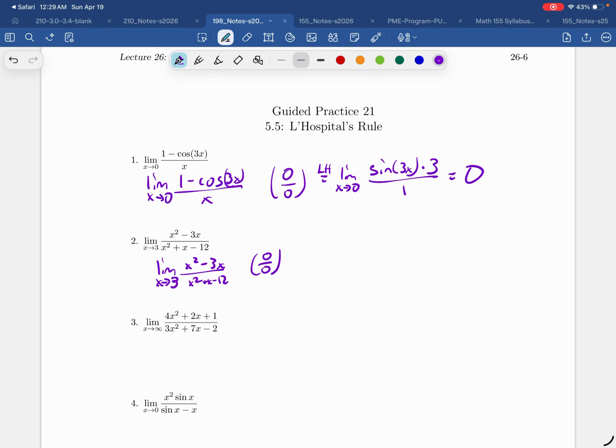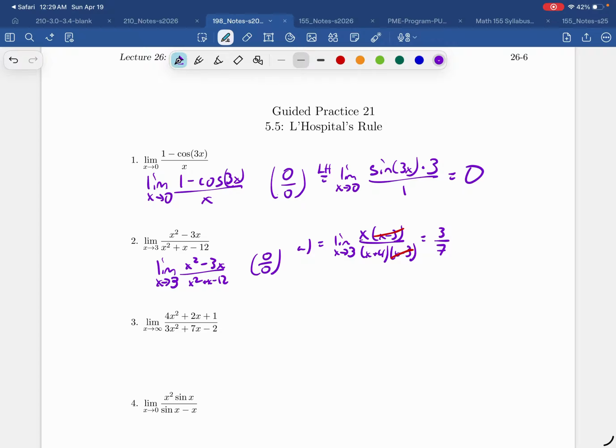Now, in this case, if you squint, you might notice that I'm going to do part A up here, right? You might notice that we have limit as x approaches 3 of x times x minus 3 all over x plus 4 times x minus 3. So in this case, oh my gosh, sorry, I can't write this. We can actually just cancel. And we get 3 over 7, and we're done.